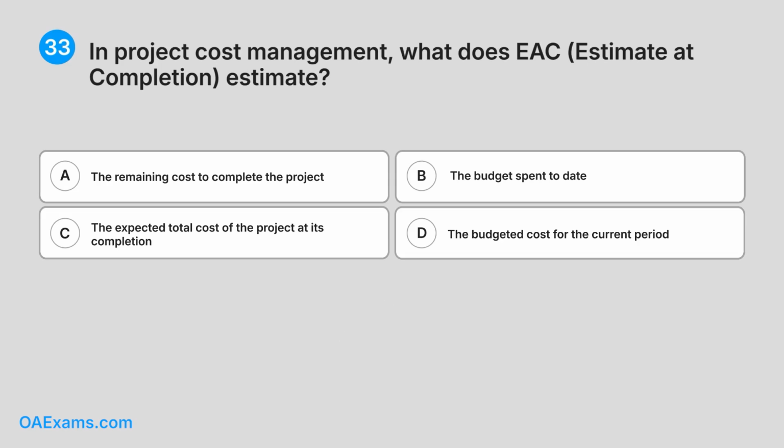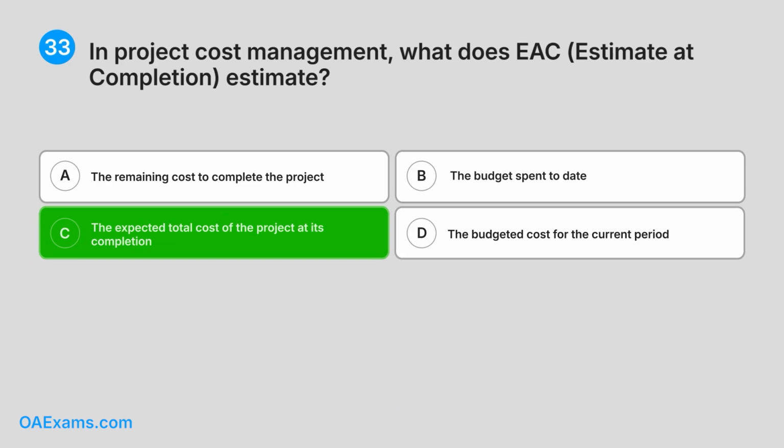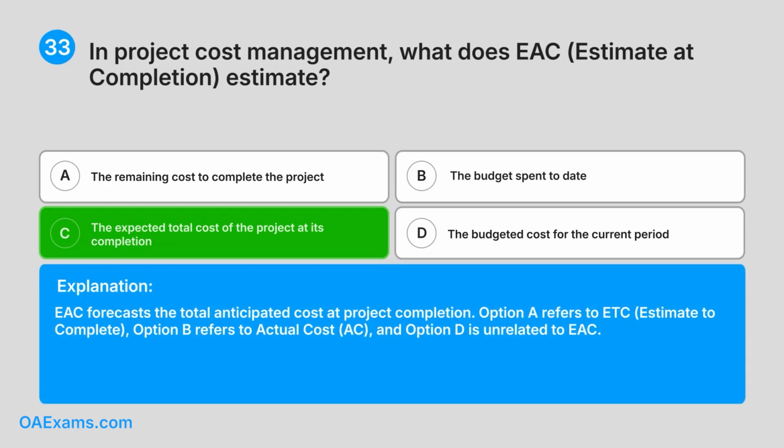Correct answer. C. The expected total cost of the project at its completion. Explanation: EAC forecasts the total anticipated cost at project completion. Option A refers to ETC, estimate to complete. Option B refers to actual cost, AC, and option D is unrelated to EAC.